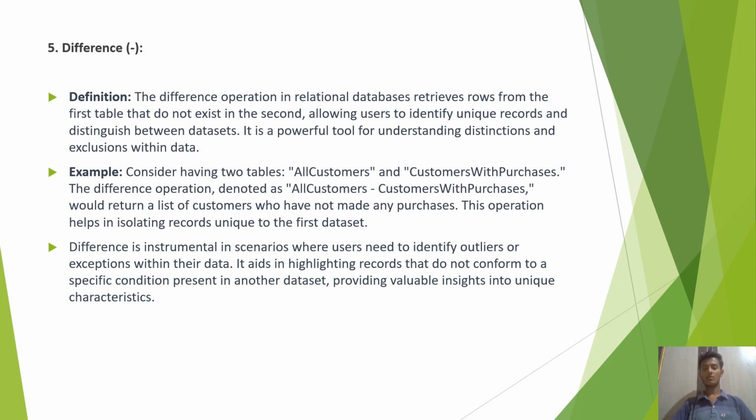Consider having two tables, all customers and customers with purchases. The difference operation, denoted as all customers difference customers with purchases, would return the list of customers who have not made any purchase. This operation helps in isolating the records unique to the first dataset.